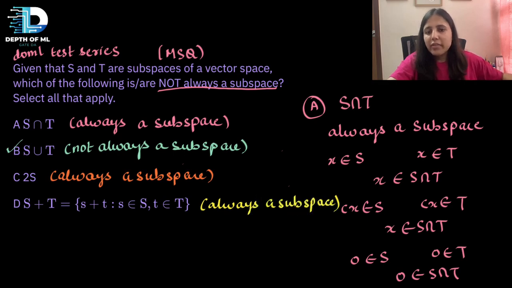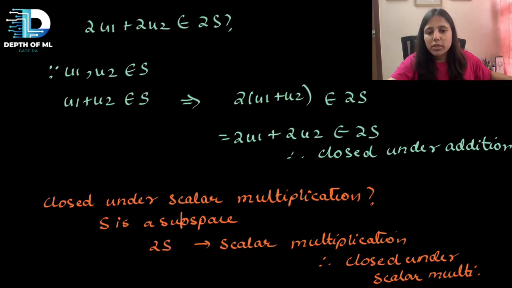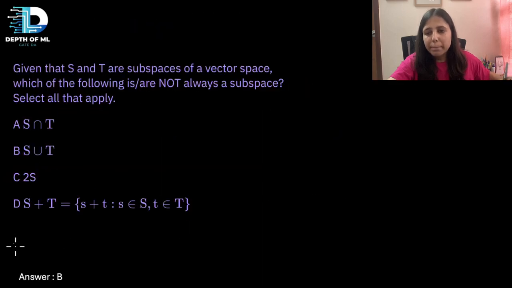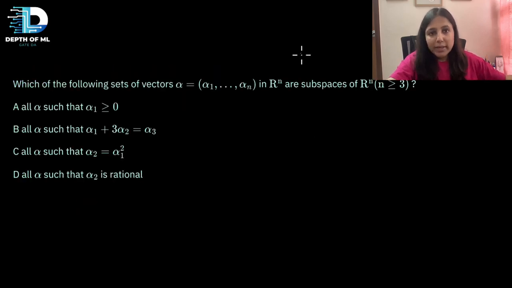This is asking which of these is not always a subspace. Hence D is always a subspace, so this is not the right answer. The answer to this MSQ question is just option B. So B is the correct answer. Fine. Now let's look at the next question.